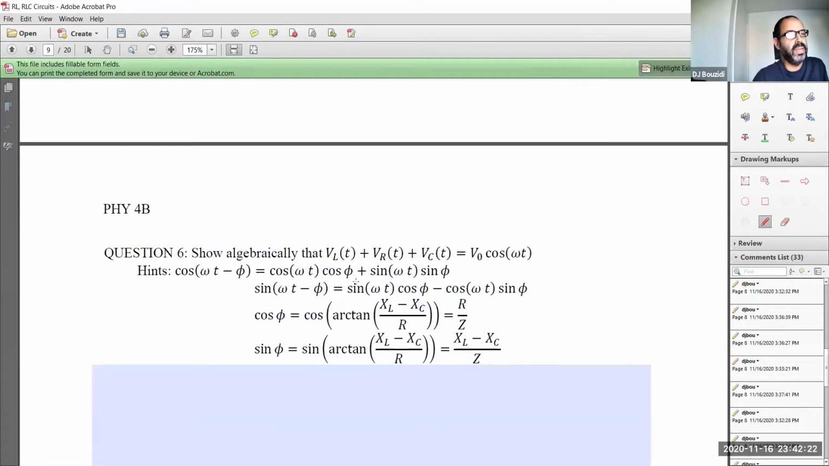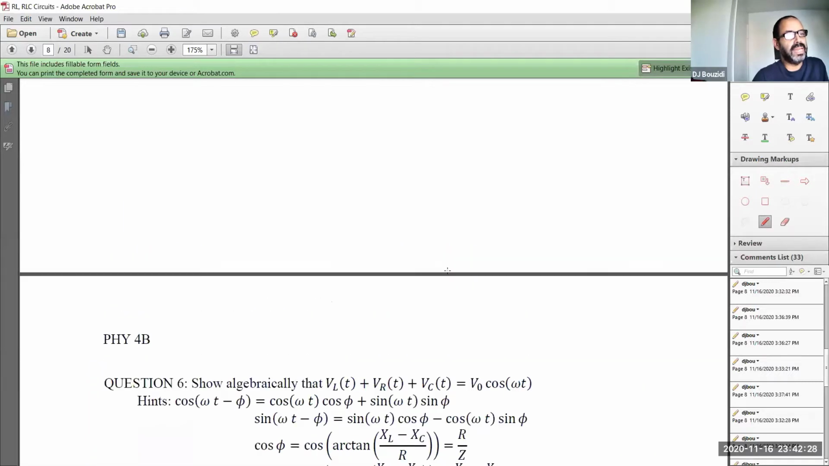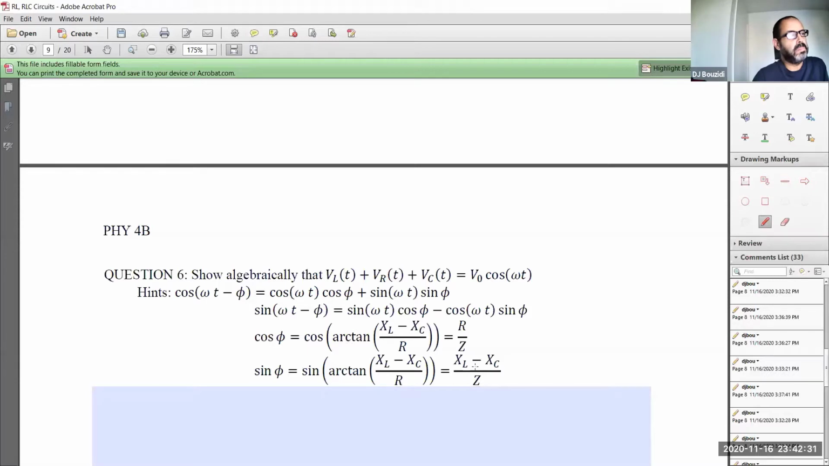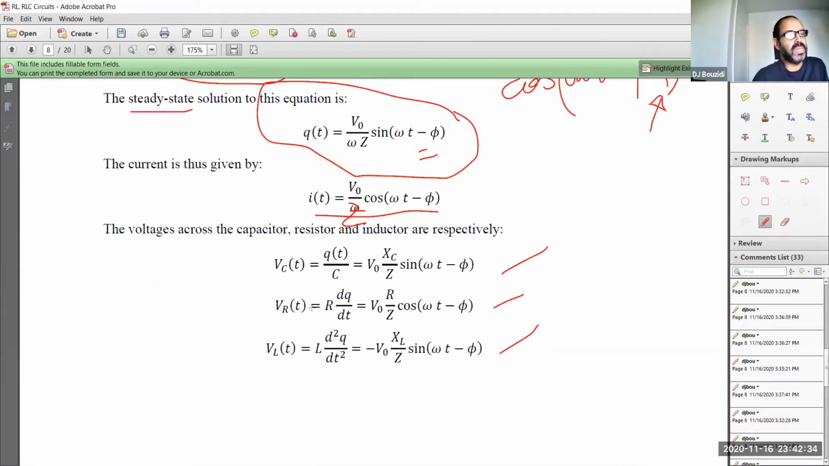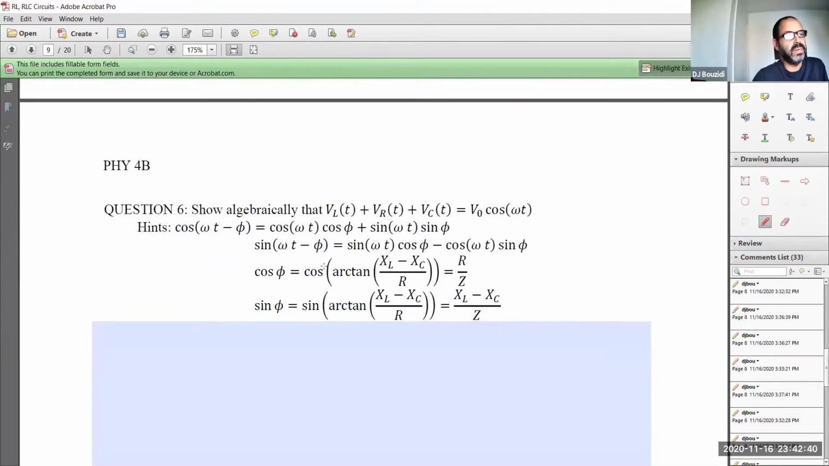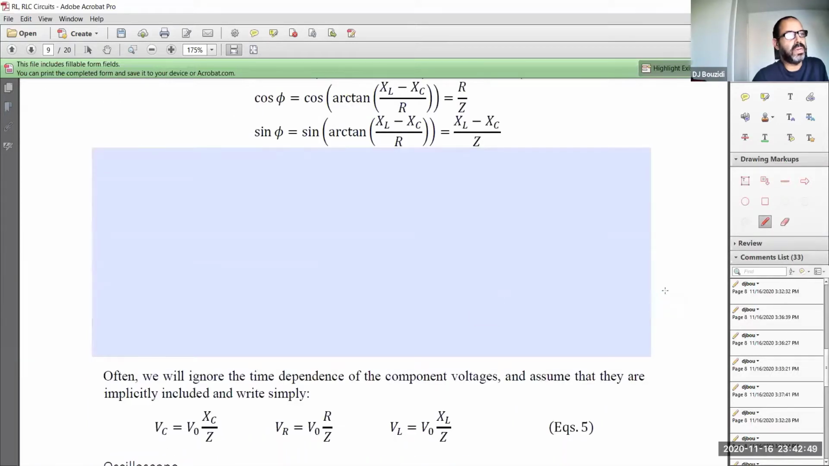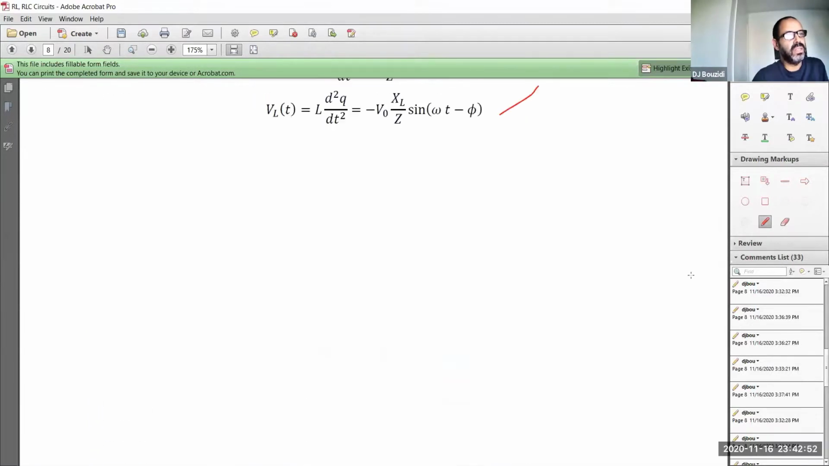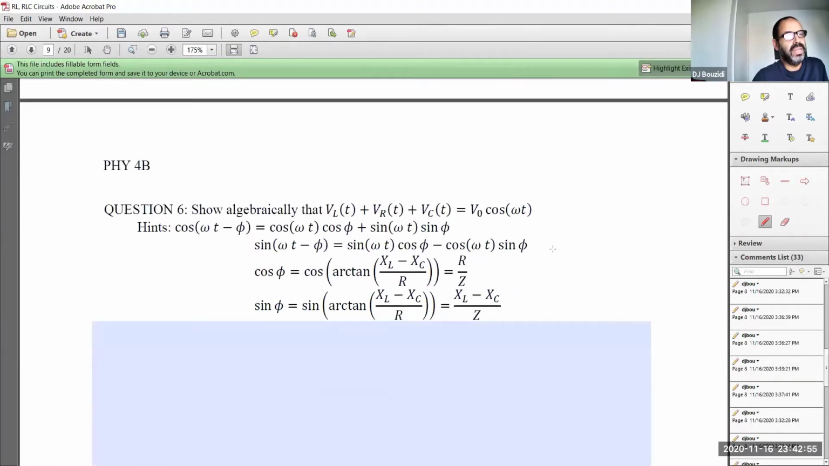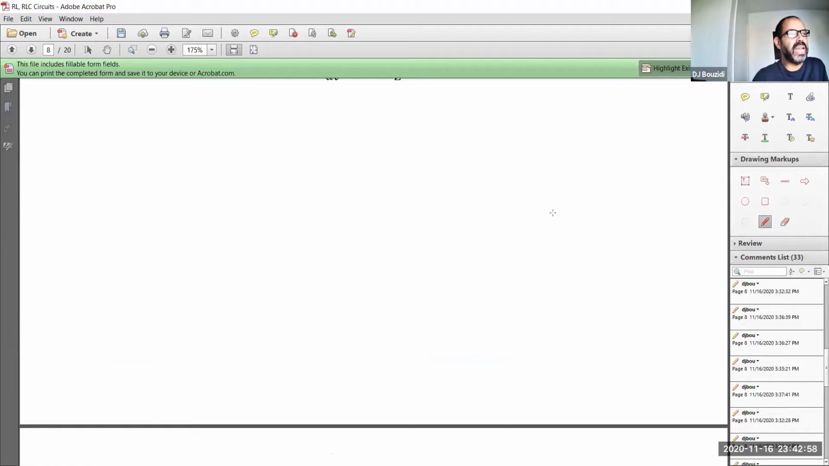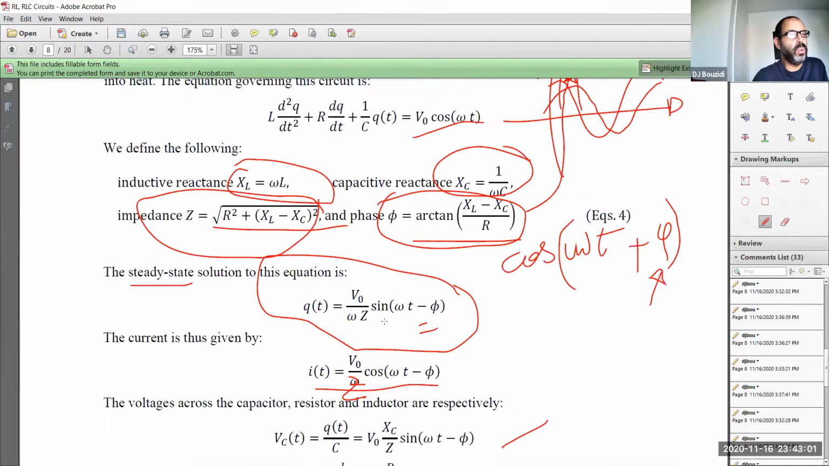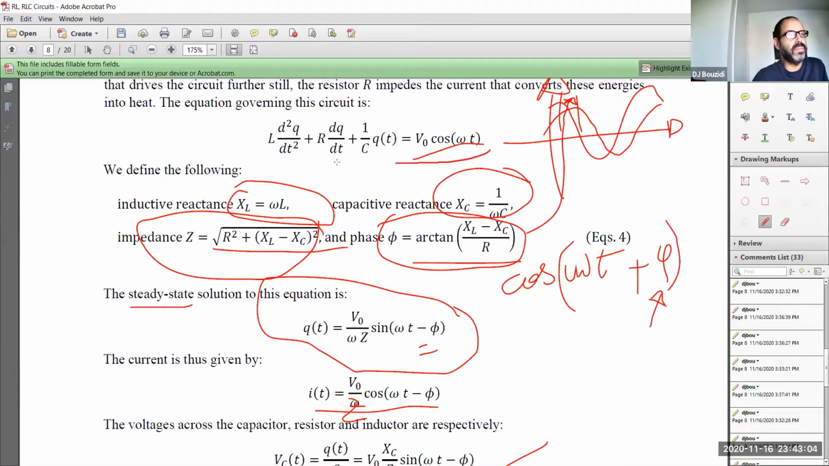Cos of the difference is given by cos cos, and now I need that R over Z, plus sin times sin, and I need that expression for the sin. And I'm in business. The last term I need is VC, and VC is V naught XC over Z times sin of the difference. Sin of the difference is exactly here. Okay? Sin cos, so I need that cos again, minus cos sin, and I need that sin again. And it's a long expression, but it's doable, and at the end, everything cancels. The only thing that is going to be left on the other side is V naught cos omega t. So you have checked, actually, that this is a solution with all of this stuff in it to this equation.